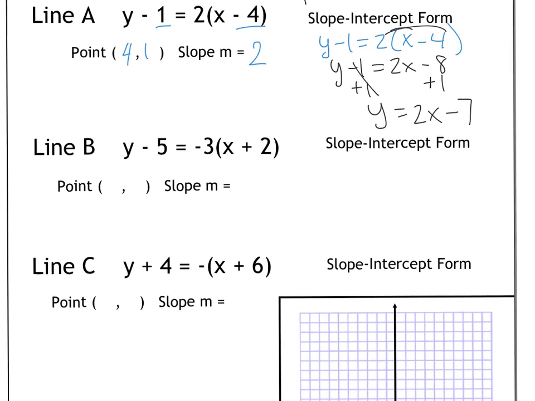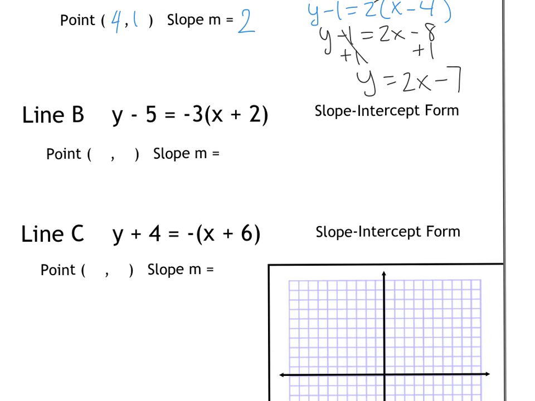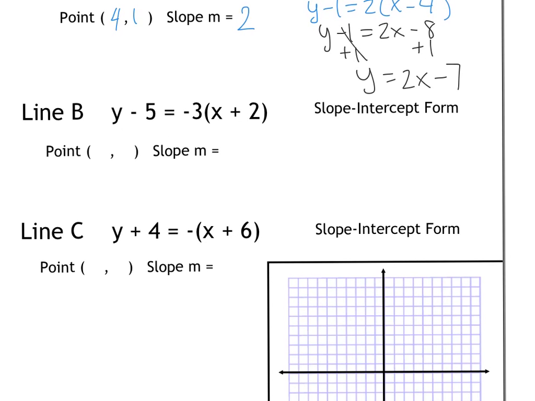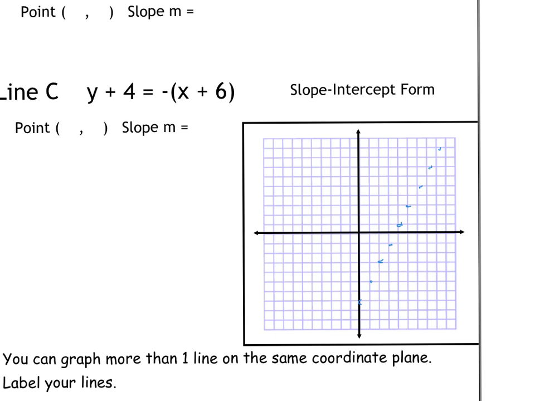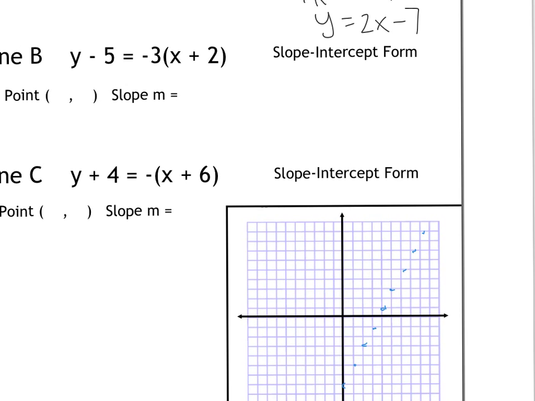keep in mind what would happen here. So I'm going to plot in blue, starting with 4, 1 and moving at a slope of 2. So 4 to the right and 1 up, moving up 2 over 1, up 2 over 1, up 2 over 1, and continuing down and over, down and over, down and over, and again one more.